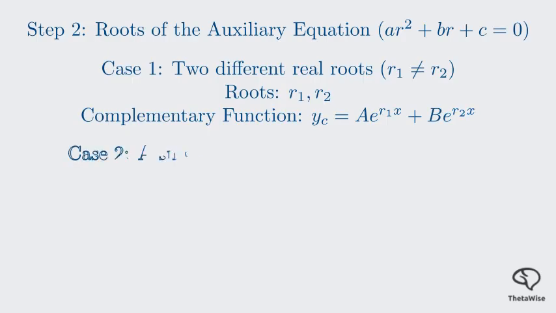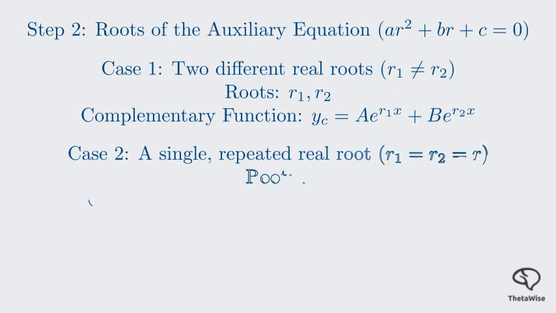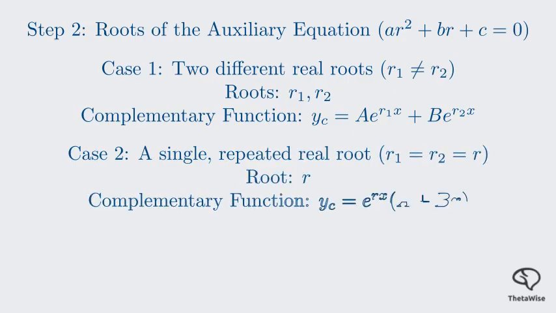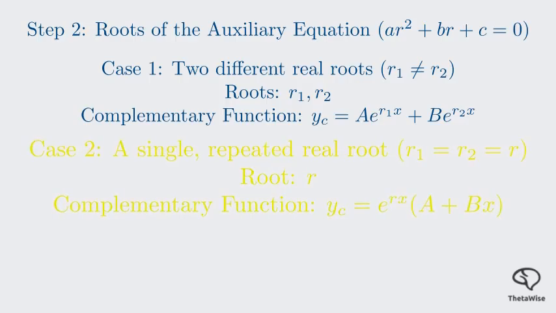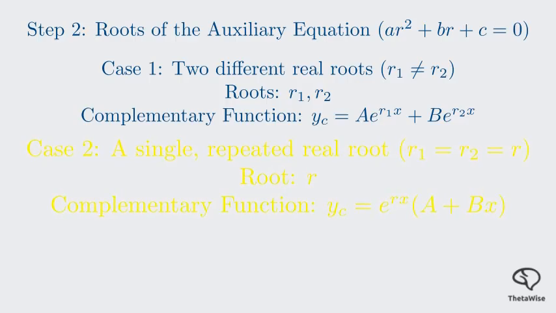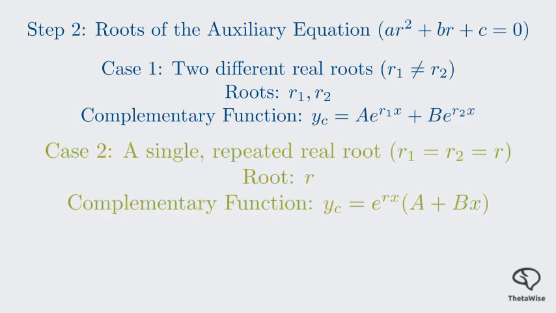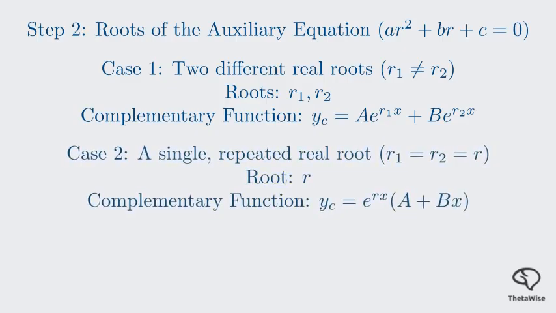Case 2. The discriminant is 0, giving us a single repeated real root, r. For this case, the complementary function is e to the rx, all multiplied by a plus bx. A common mistake here is to forget the x in the second term. If you just write a plus b, it's not a general solution. This x is essential for the second part to be linearly independent.